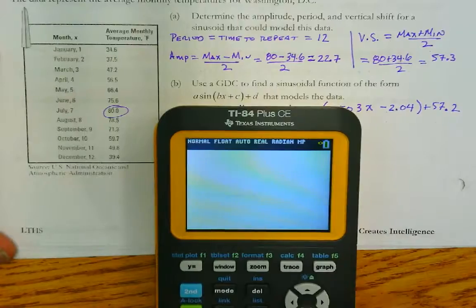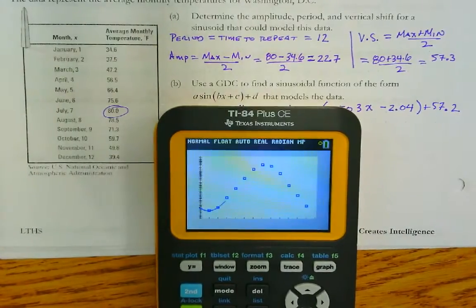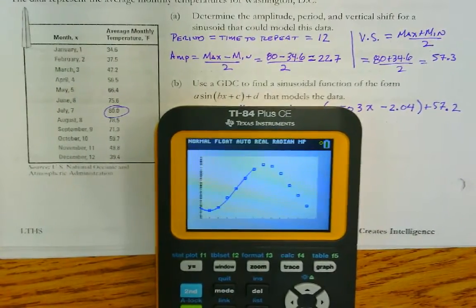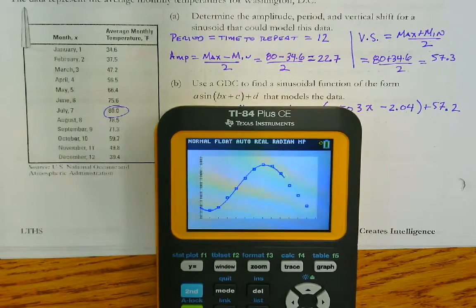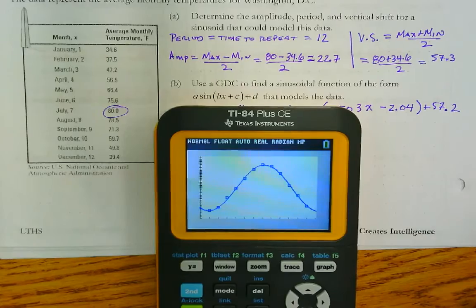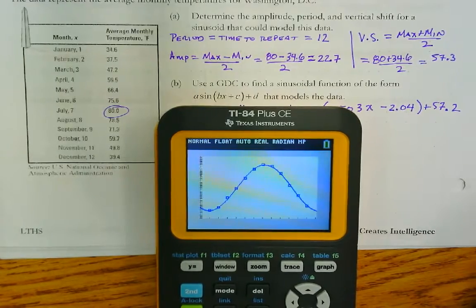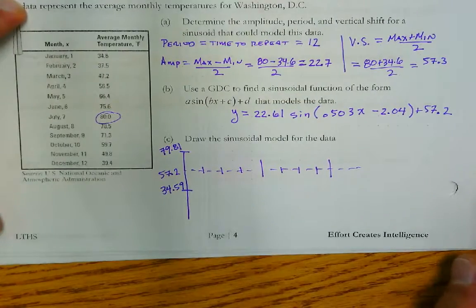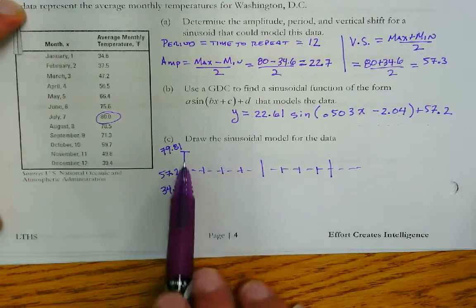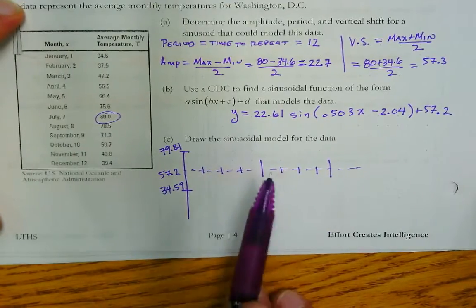And so we can hit graph, and we can look to see how good is our model, right? And it seems to fit that data pretty well. So now we're just going to need to graph that. What's going to be the process? Well, that process is the same as always. We set up our piece, right?